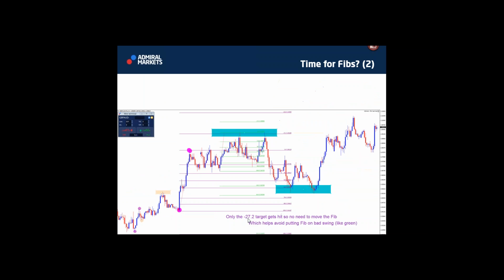So that's a bit of extra info on confluence as well. So let's move over, as promised, so that you get some other perspectives as well. Move Fibonacci to the new swing once the target got hit.